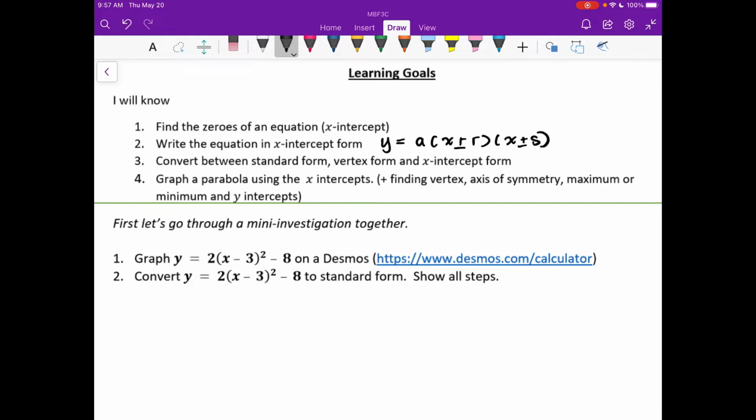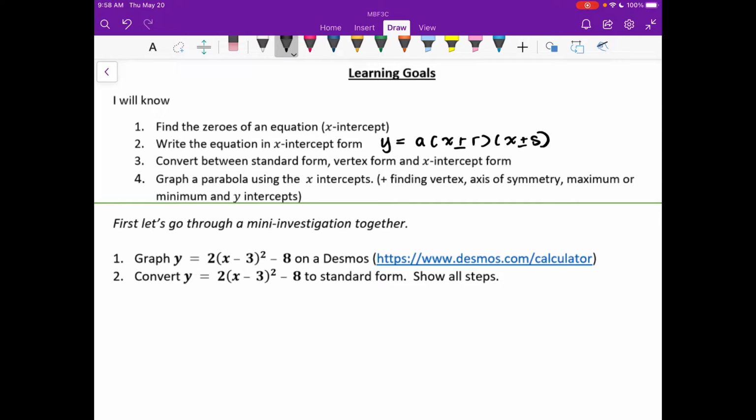So that means that knowing what the x-intercepts are, or knowing what is in standard form, you'll be able to find the x-intercepts. Then you'll be able to find the vertex. From that, you'll be able to find the axis of symmetry, any maximums or minimums, as well as the y-intercept.